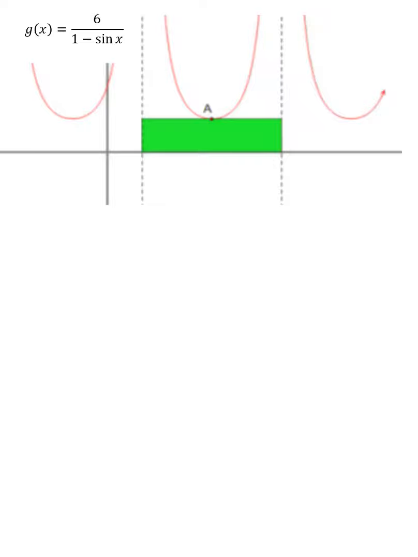In this problem, we're being asked to find the area of a rectangle that's shown in this graph. If we're going to find the area of a rectangle, we of course need to know its width and its height. Let's start with the width.